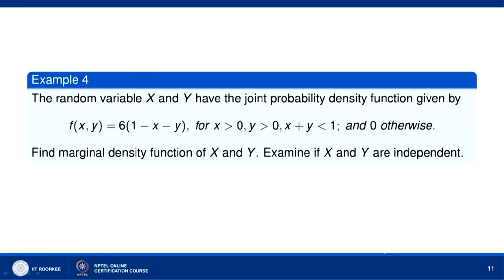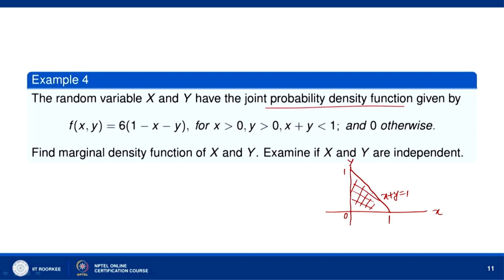Let us take now the case of continuous random variables x and y. The random variables x and y have the joint probability density function given by fxy equal to 6 times (1 minus x minus y) when x is greater than 0, y is greater than 0, x plus y less than 1, and 0 otherwise. So, let us see in which part of the xy plane fxy is non-zero. This is 1, this is 1, this is x plus y equal to 1, this is the x axis and this is the y axis. So, x is greater than 0 here, y is greater than 0 and x plus y is less than 1.